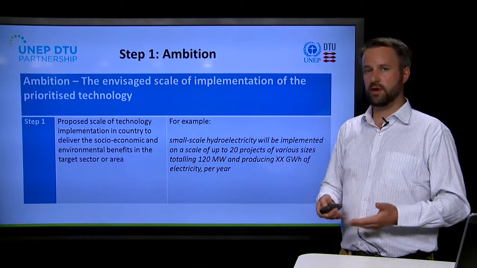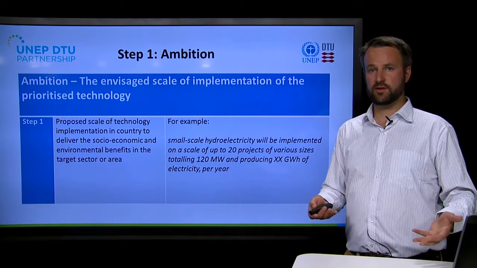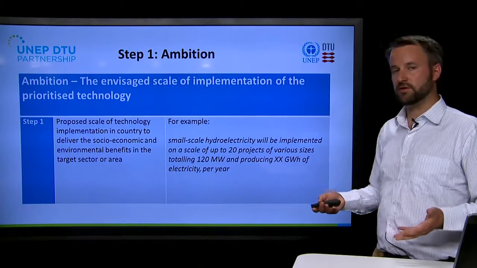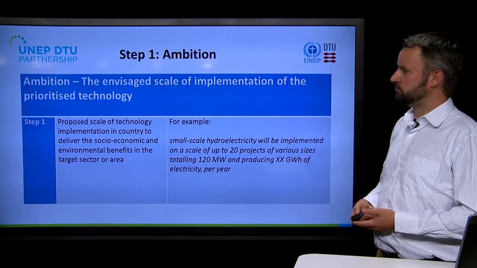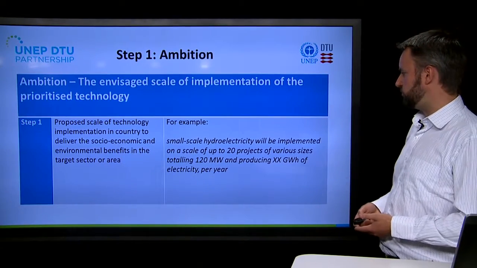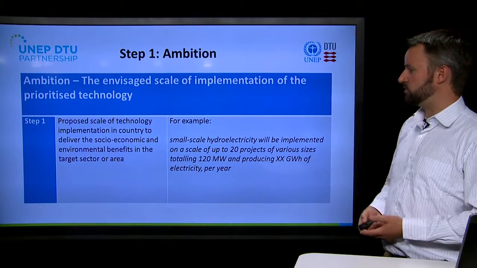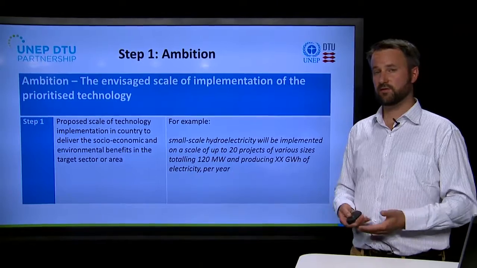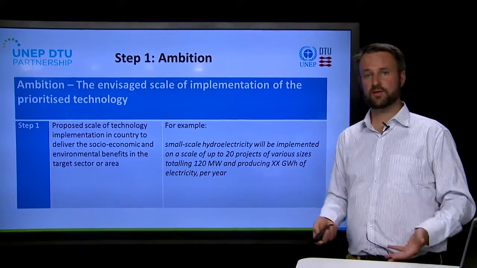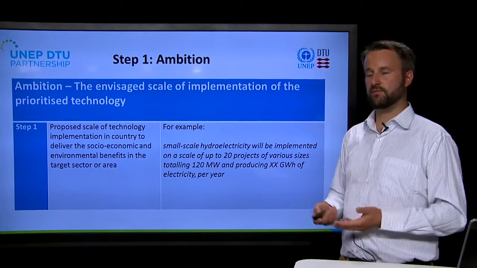So when it comes to ambition, again, very simple and straightforward. This information will already have been articulated in earlier stages of the process. So you're effectively taking that information and putting it in a new format, a new template, if you like. We take the example here of small-scale hydropower, hydroelectric electricity. The ambition here is to finance up to 20 projects of various sizes with a total installed generating capacity of 120 megawatts, producing X number of gigawatts per year. So that is the stated sector, technology, and scale of ambition. Very simple, very straightforward. That's the first step.